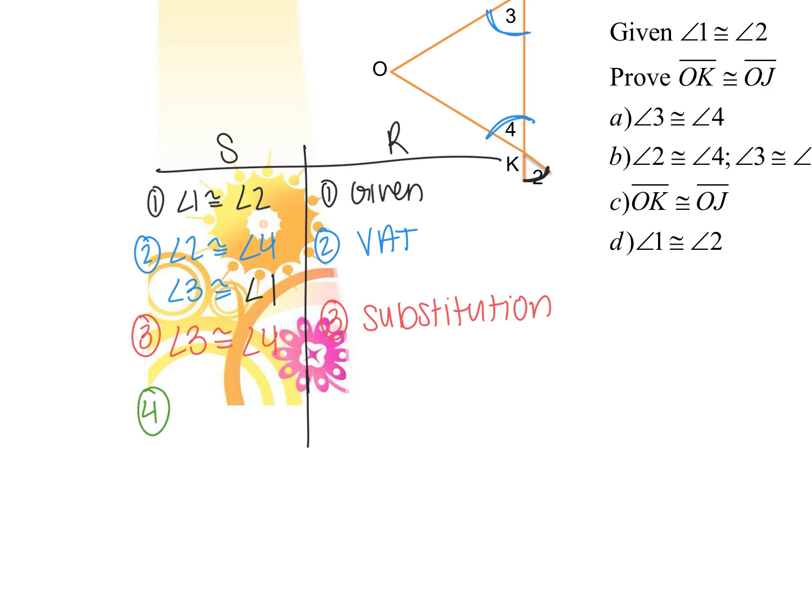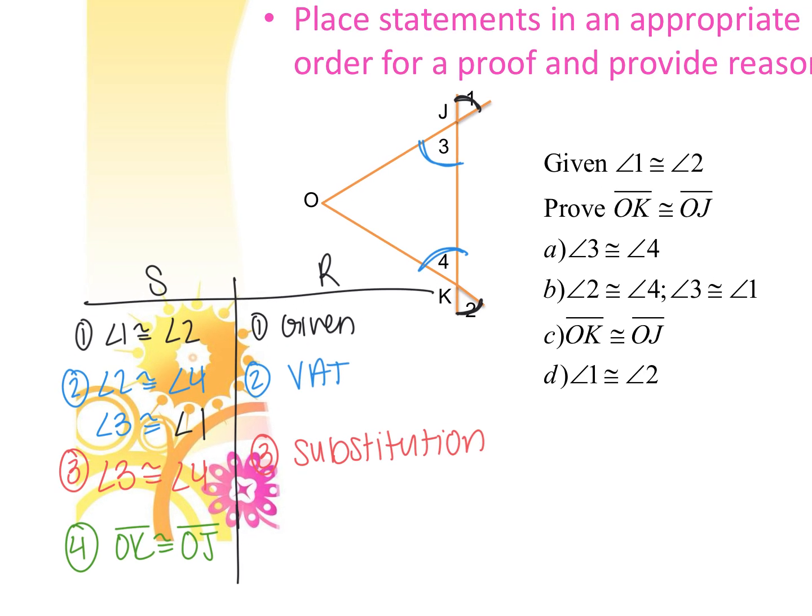The last one is going to be OK, not angle OK. Segment OK is congruent to segment OJ. And how do I know? If I stated that these angles were congruent, because my angles are congruent, I know the opposite sides will be congruent. And what theorem is that? I'm going from angles to sides.